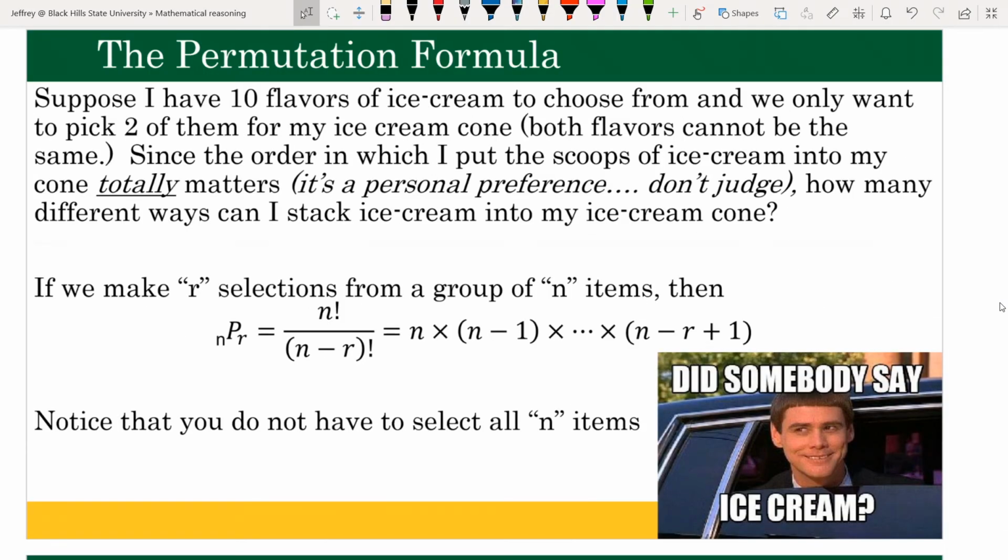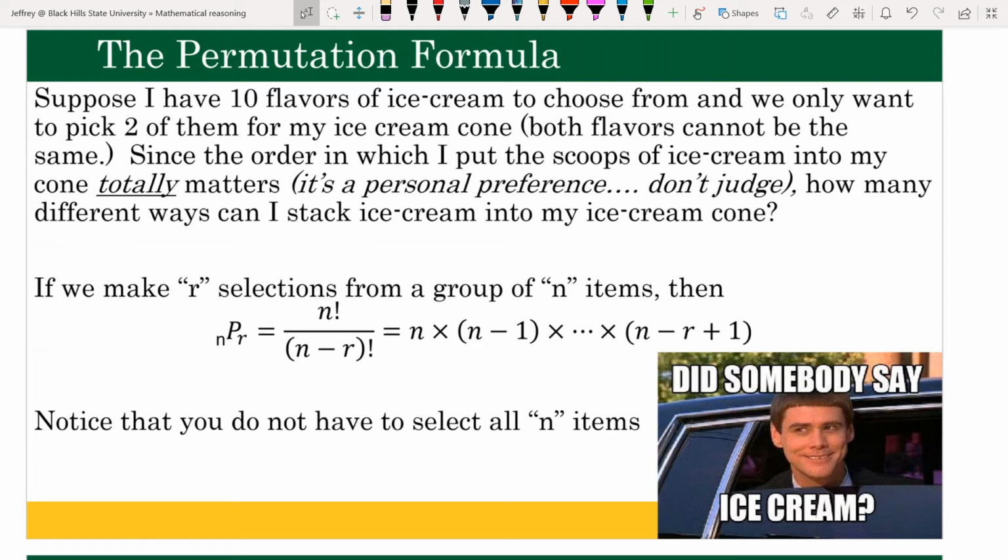All right, so we know how to count how many ways to arrange all items, but what if we don't want to select all items to be arranged? So this can be a little bit tricky here. And maybe let's actually just look at this first example. So before we get into the formula, let's say that we have 10 flavors of ice cream, and we only want to pick 2 of them for our ice cream cone.